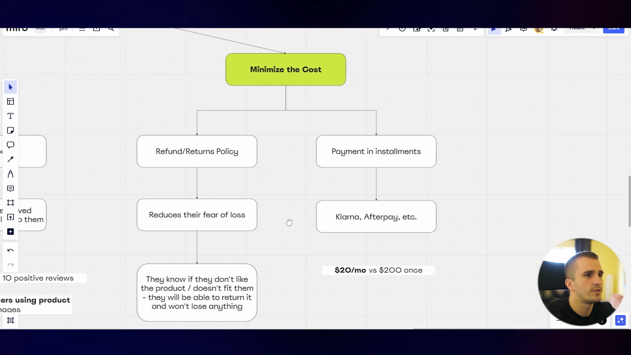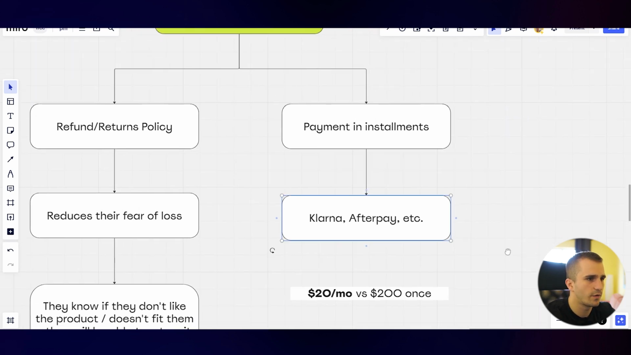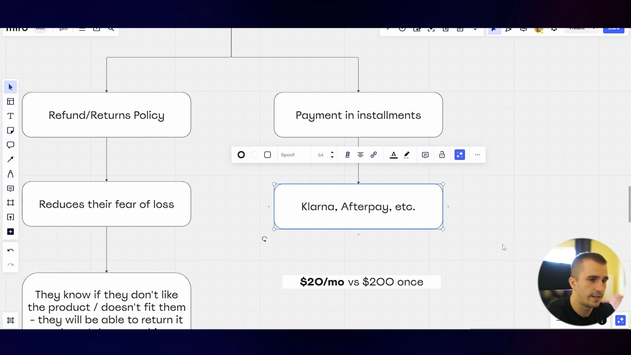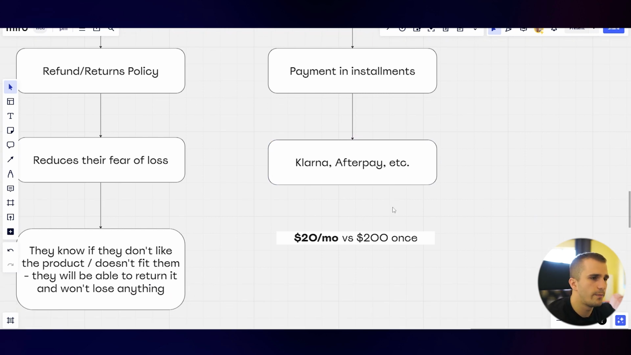So the second thing that you can do to decrease the perceived loss and the perceived cost, right, is to have payments in installments. So that's why the rise of Klarna and Afterpay was significant in previous years, because it helped the conversion rate increase, because the perceived loss of $20 per month is just way less than paying $200 at once.